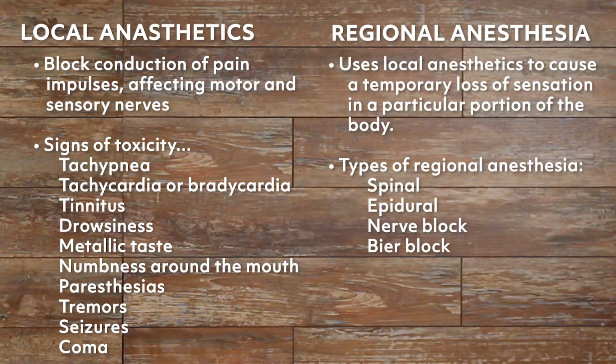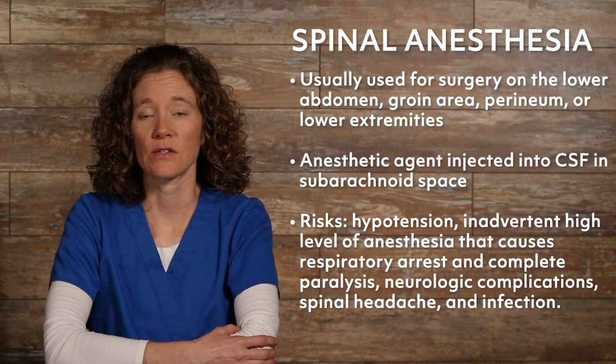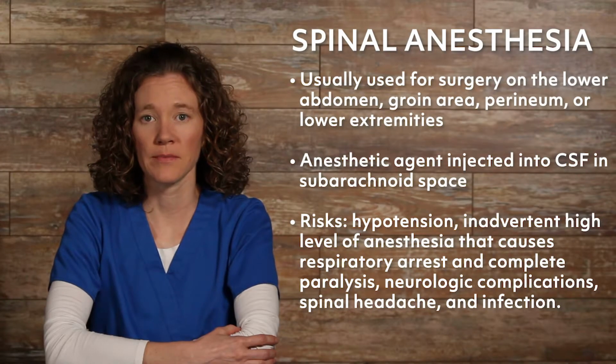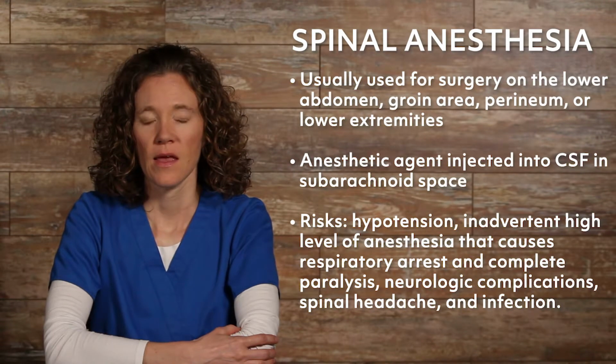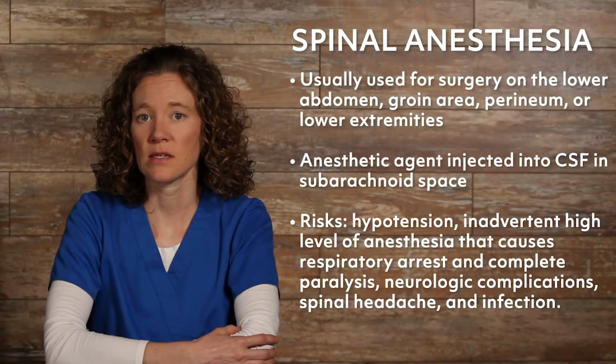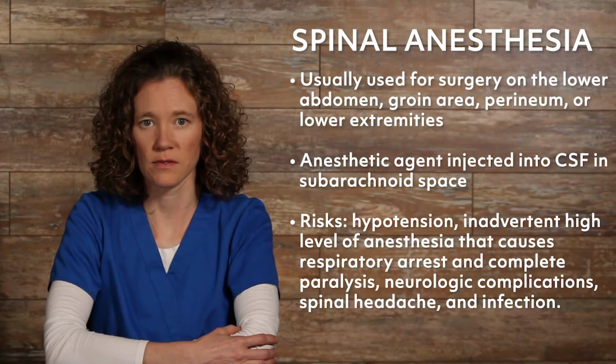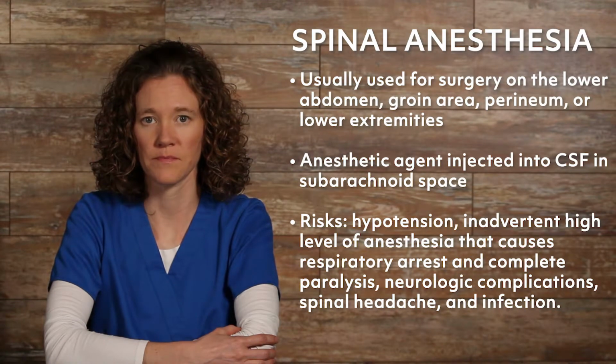Regional anesthesia uses local anesthetics to cause a temporary loss of sensation in a particular portion of the body. Types of regional anesthesia include a spinal, epidural, nerve block, and Bier block. Spinal anesthesia is usually used for surgery on the lower abdomen, groin area, perineum, or lower extremities. The anesthetic agent is injected into the cerebrospinal fluid, or CSF, in the subarachnoid space.